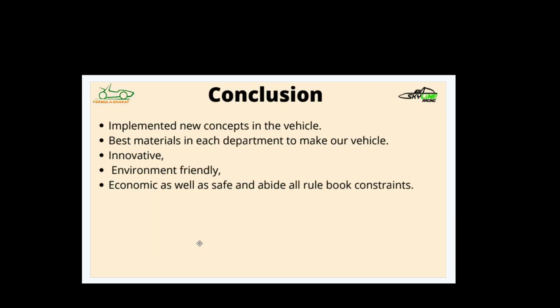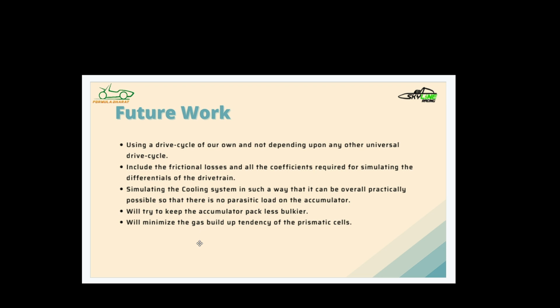For conclusion, this year we are trying to be more environment friendly and economical for our budget as well. For the future, we have decided to develop our own drive cycle for simulation, and to increase the efficiency and economy of the vehicle we are taking into account frictional losses and altering the coefficients to some extent. Also, since we're using prismatic cells, we'll try to minimize the gas buildup tendency arising from those kinds of cells.